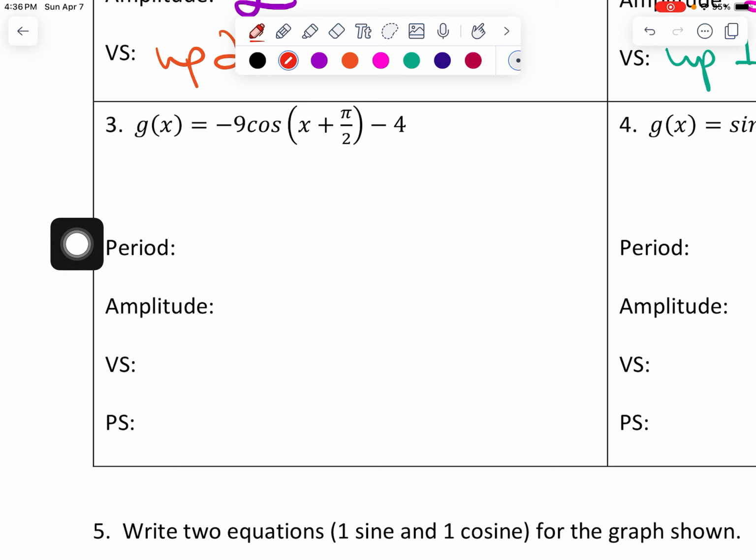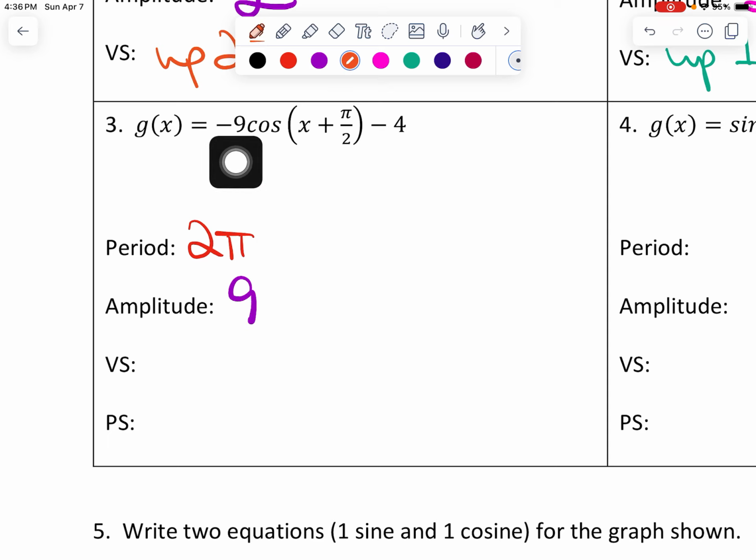So first things first, period. If I look at x, nothing is being multiplied times x. So that means I'm going to go for the standard period for cosine, which is going to be 2 pi. Amplitude. Amplitude is the number that's being multiplied times your cosine function. In this case, it's +9. Now, the negative, remember, is not part of the amplitude. That's its own little key feature for a reflection. But that amplitude is going to be 9.